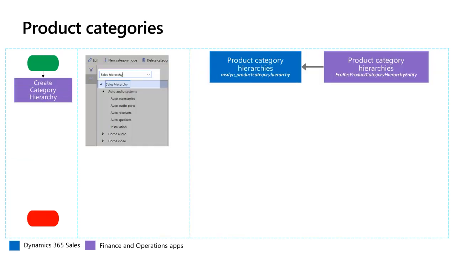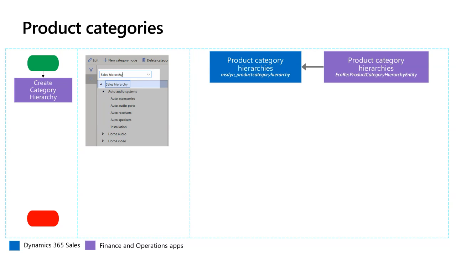Product categories are also supported. So these in the sales application are write-in products. You may be familiar in quotations and orders. In finance and operations, these are sales categories. So you can have a sales category against the sales line by itself without an item, or you can have an item and it defaults as the category for reporting or other purposes.